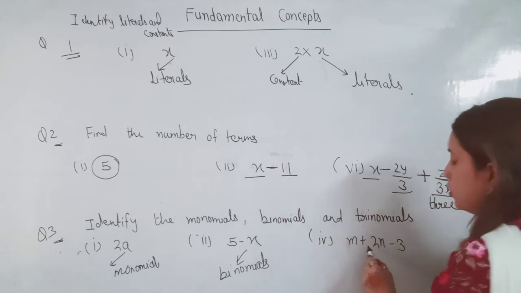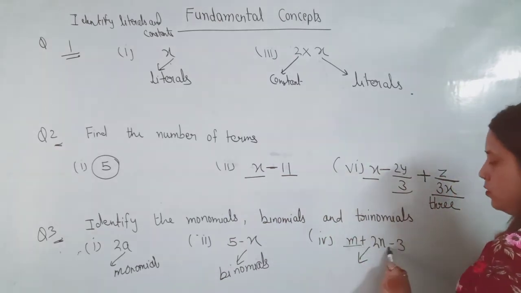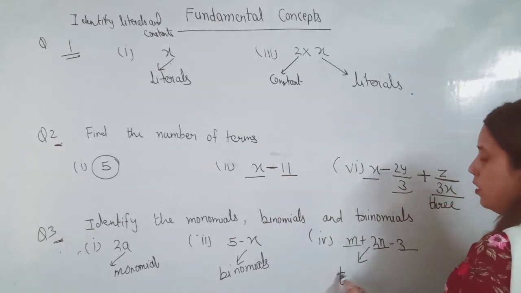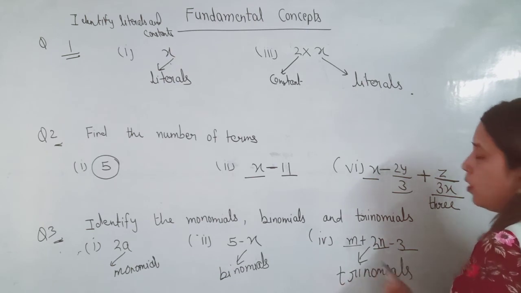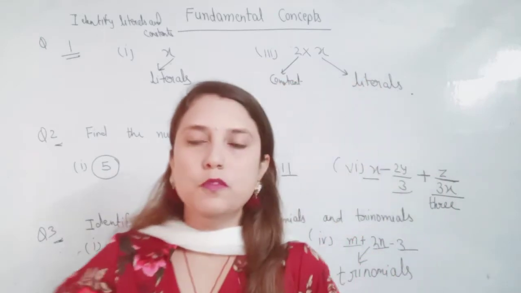And in the fourth part there are 3 terms: 1, 2, 3. So this is called a trinomial. Okay beta. Now let's do question number 4.